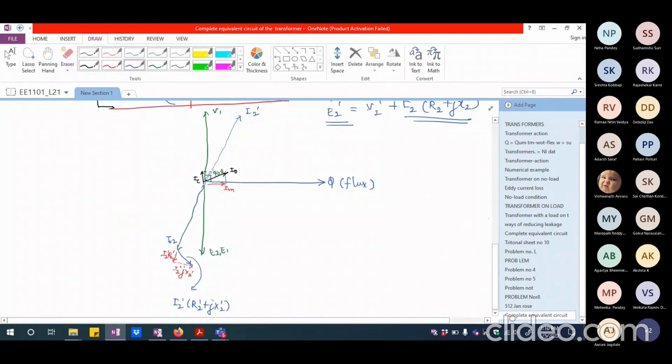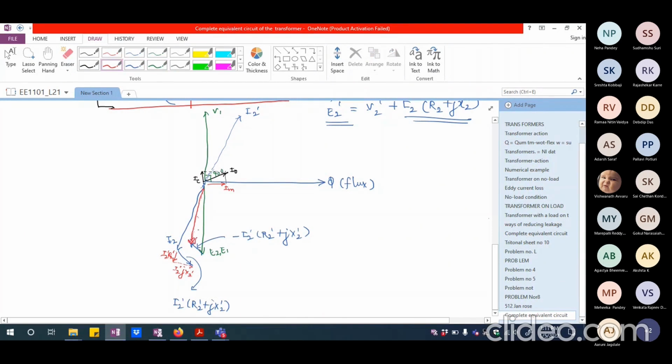So this is I2 dash. And I'm going to draw a vector exactly parallel to this but in the opposite sense. So this is actually minus I2 dash multiplied by R2 dash plus JX2 dash. So when I subtract or add this minus of this to E2 or E1, what I get here is the vector V2. This is V2 now.